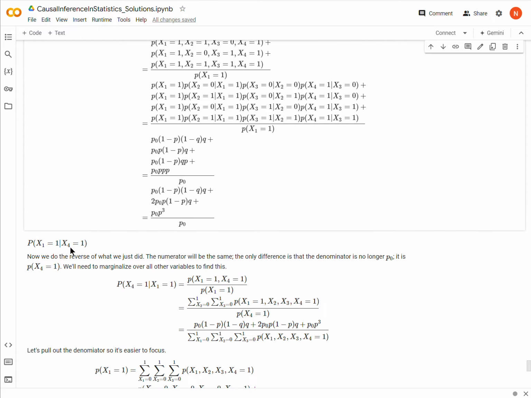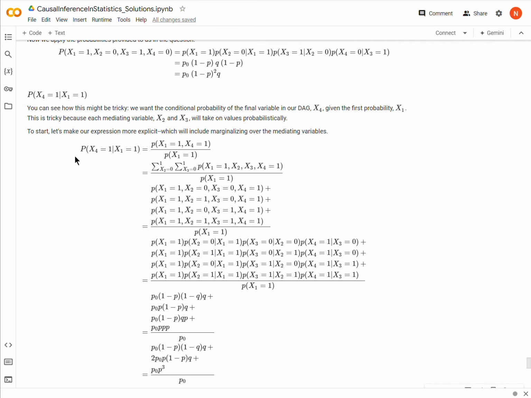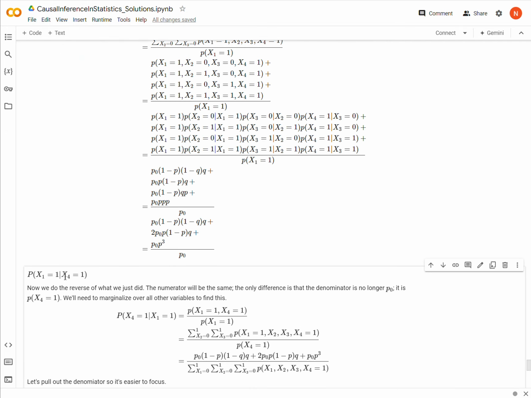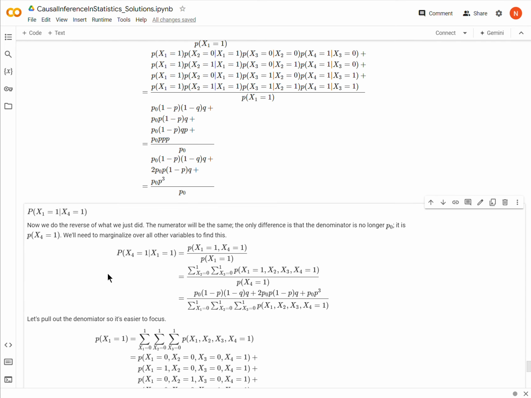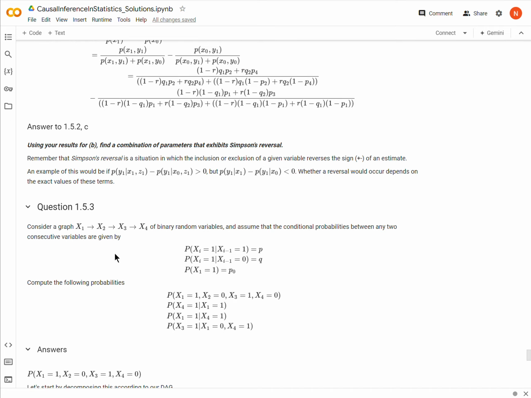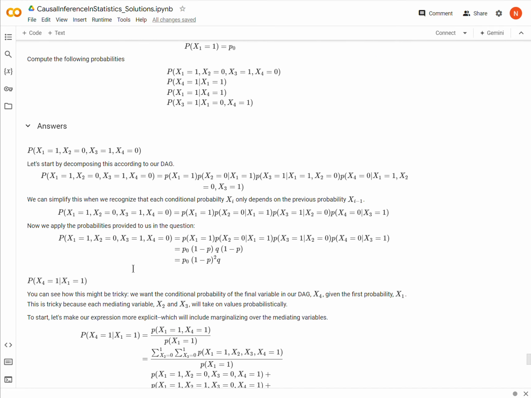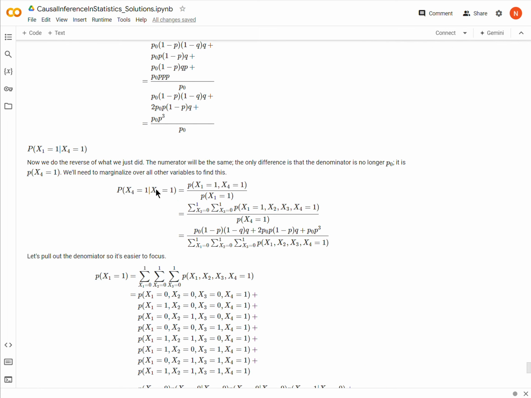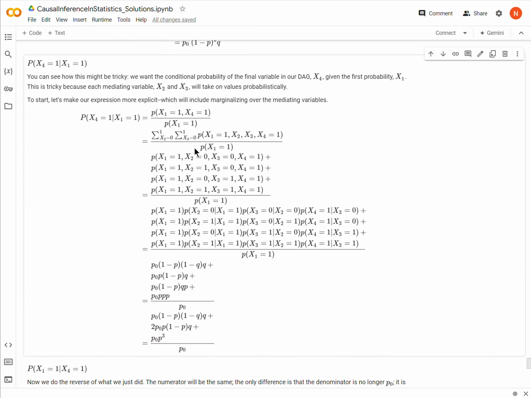Okay. Now for the next part, we have a very similar looking expression to what we had up here, but instead of finding the probability that x4 equals 1 given x1 equals 1, we're trying to find the probability that x1 equals 1 given that x4 equals 1. Okay, so where's our DAG? Here it is. So this is actually going the other way. We're trying to deduce the probability that x1 equals a value given one of its children's value, or its descendant's value. Okay, but the process is very much the same as what we just saw in the previous part.